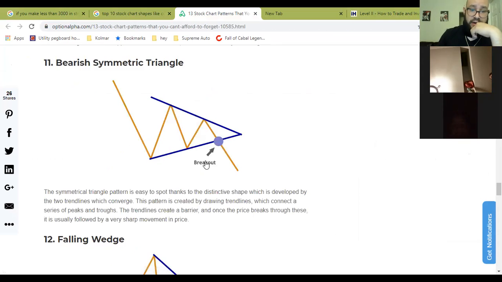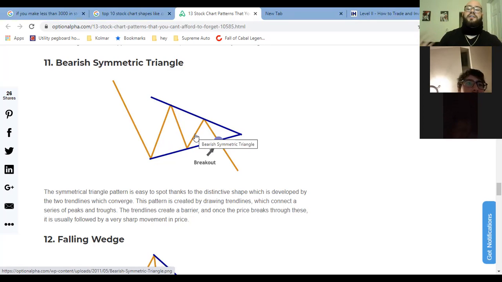You've got a bearish symmetrical triangle, a pattern which is easy to spot thanks to the distinctive shape, which is developed by the two trend lines which converge. This pattern is created by drawing trend lines which connect a series of peaks and troughs. The trend line creates a barrier, and once the price breaks through these, it is usually followed by a sharp movement in price. So essentially, you could set this up on higher time frames to really see those parameters. And as you break it down into the daily and then the smaller time frames, you'd be able to really see them.